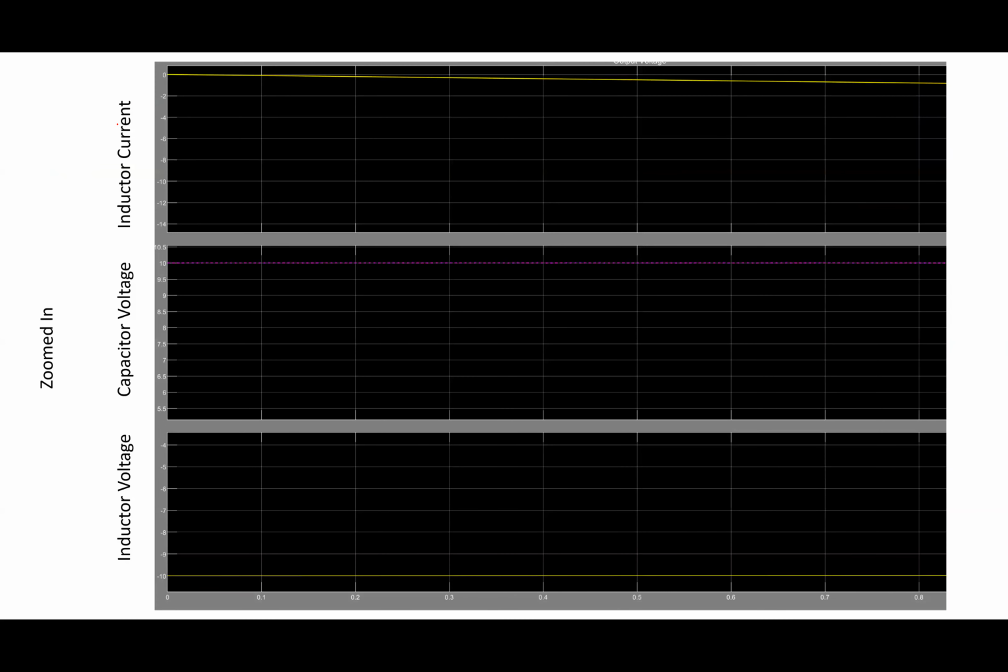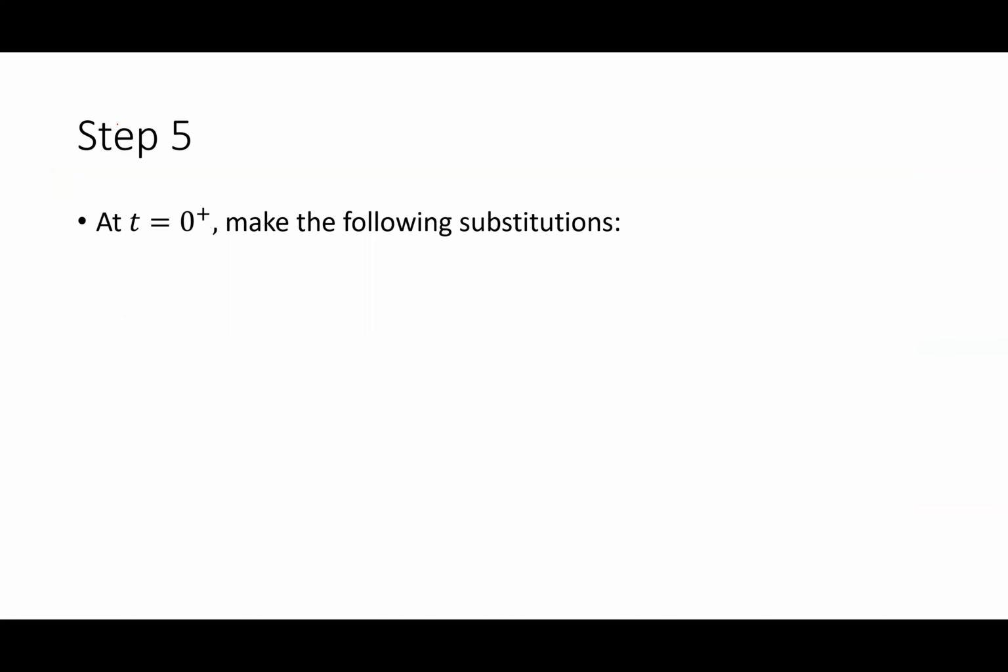All right. And if I zoom in, I can definitely see this guy is at -10. So what that tells me is that at t equals 0 plus, I can effectively say that a capacitor, only at that short time, becomes a voltage source. This guy, the inductor, becomes a current source. In other words, his current is locked in at a particular value. That current cannot change.